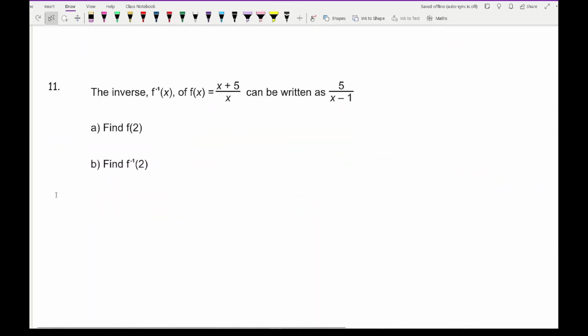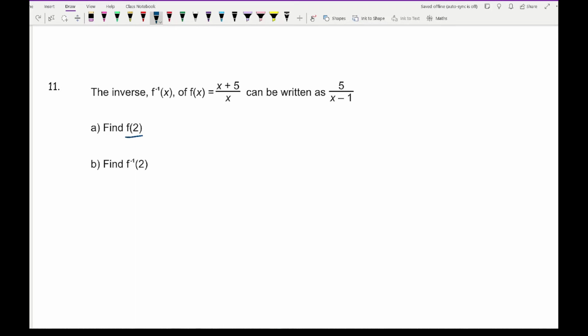Moving on to question 11. This is where we start moving on to more complicated inverse function questions, and the reason for that is because in your function, you now have x's on both sides. Looking at part A first, all we need to do here is substitute x equals 2 into our f of x value. So let's have a look at what this is.